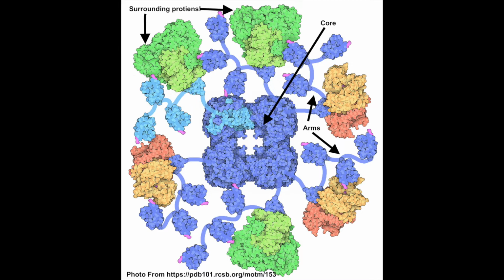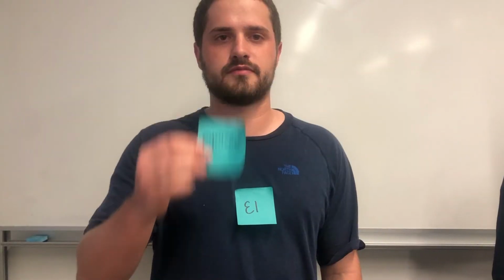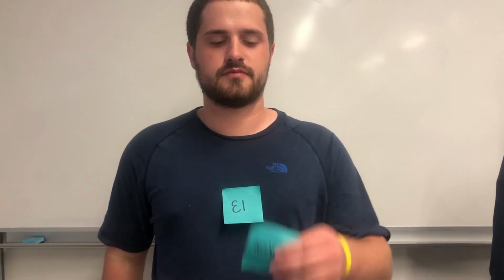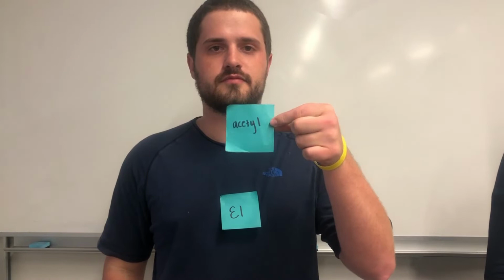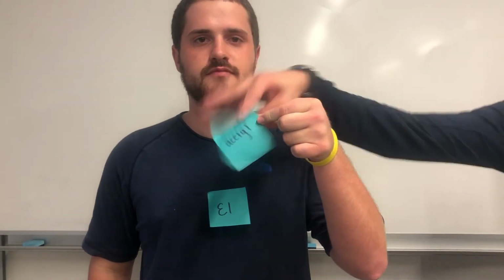So how does PDC even work? Well, one of the surrounding proteins takes pyruvate and turns it into acetyl. Then a long arm from the core reaches out and grabs that acetyl and turns that into acetyl-CoA, so it can give it back to the mitochondria for the TCA cycle.